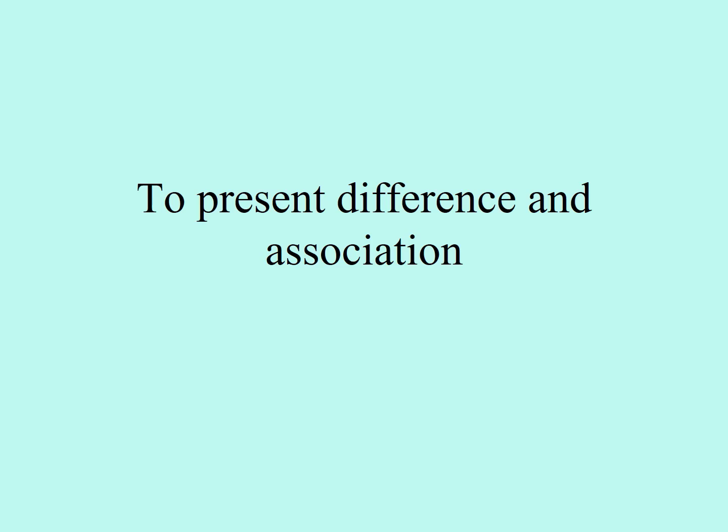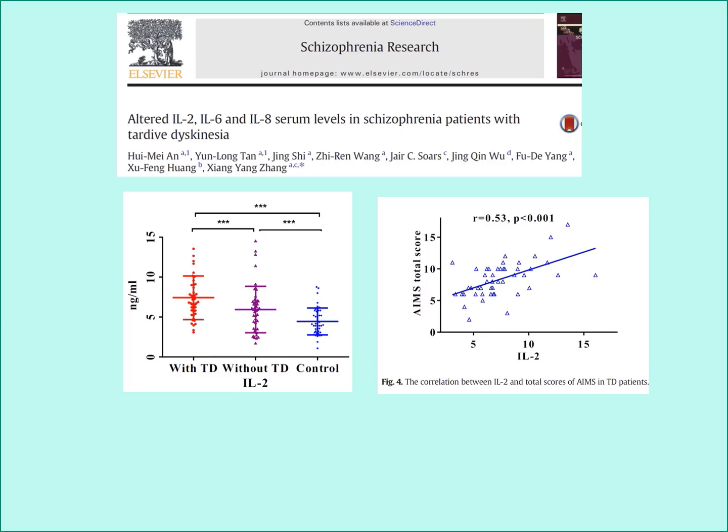First, let's talk about how to present the difference and association. In the following slides, I will give you a couple of examples. For example, this paper is about pro-inflammatory cytokines, including interleukin-2, interleukin-6, interleukin-8 levels in schizophrenia patients with motor dysfunction, which is tardive dyskinesia. You can see here, this is the figure.